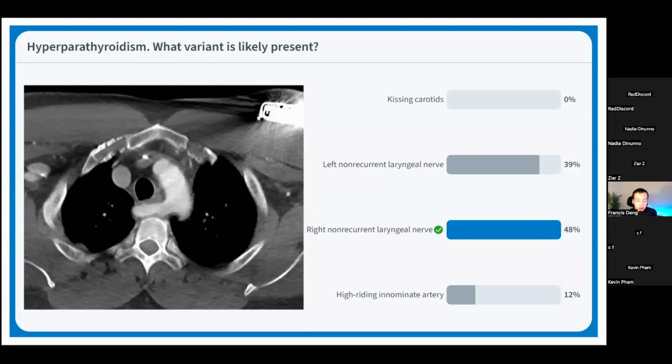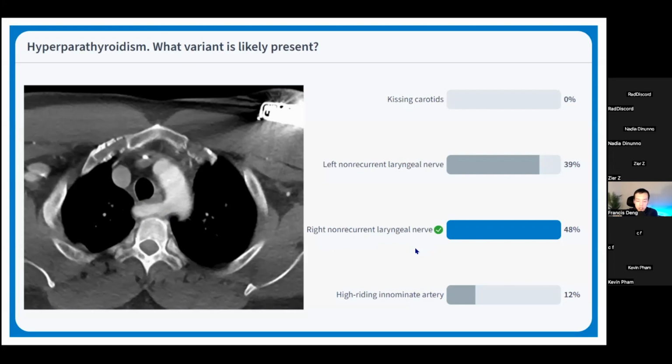Okay, a plurality of you got the right answer, which is a right non-recurrent laryngeal nerve. So what vascular abnormality am I showing you? I'm showing you an aberrant right subclavian artery. So we have a usual left-sided aortic arch, and we have this vessel that is taking a retroesophageal course. This is an aberrant right subclavian artery. Aberrant right subclavian artery is associated with a non-recurrent ipsilateral laryngeal nerve. So normally the recurrent laryngeal nerve loops down around the subclavian artery, but this looping down does not occur embryologically if the patient has an aberrant subclavian artery.